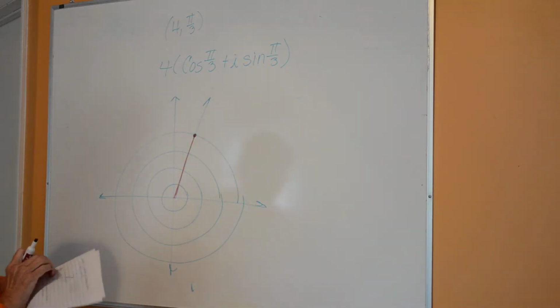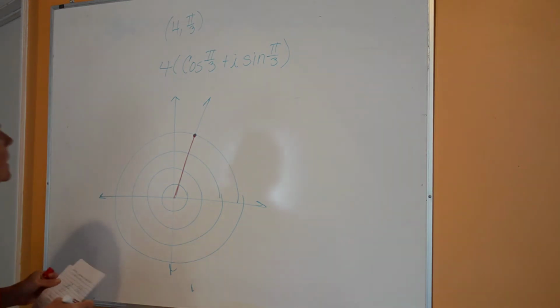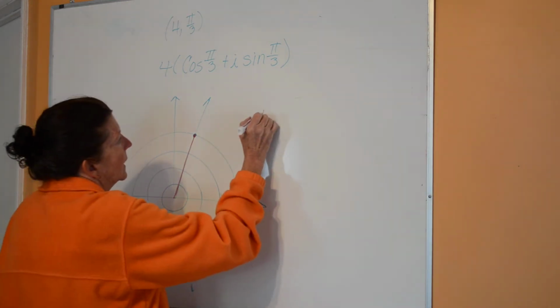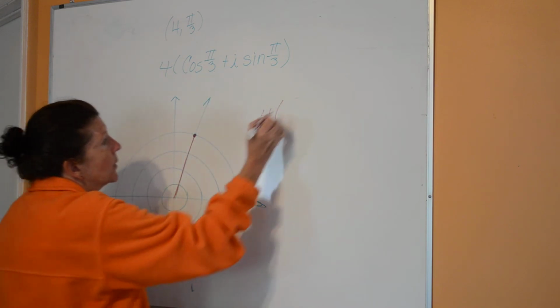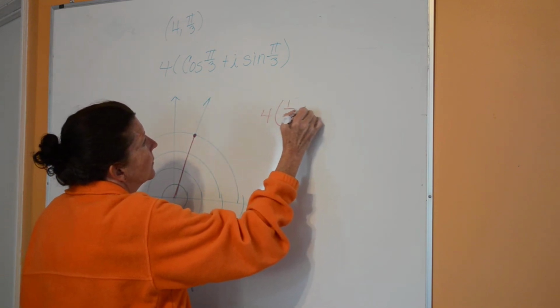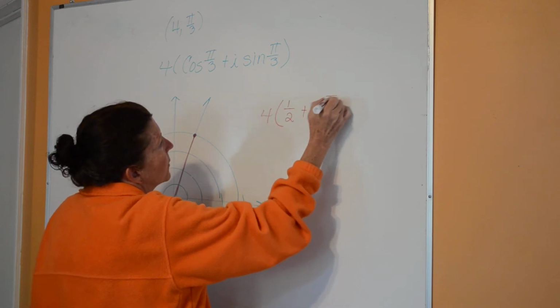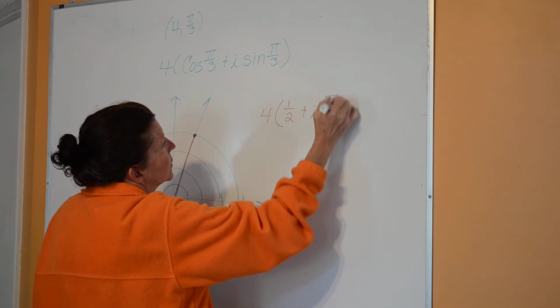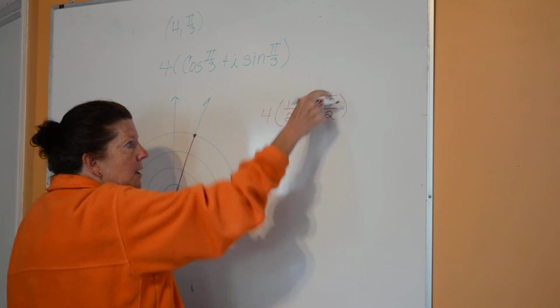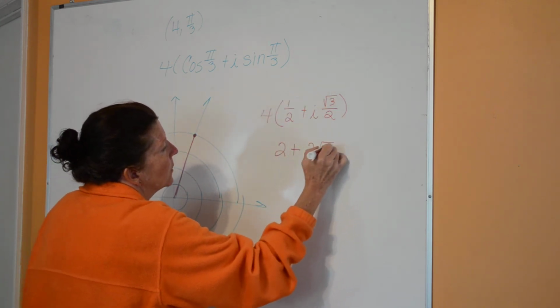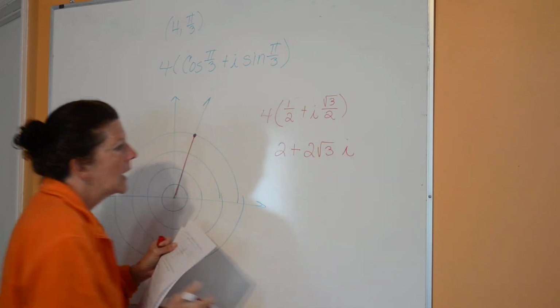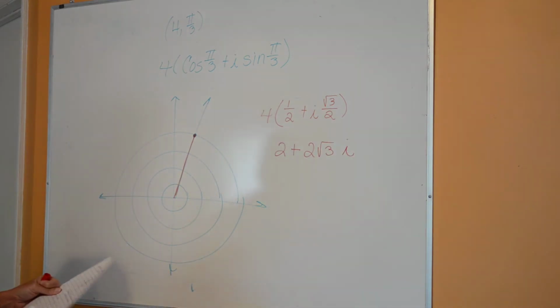Now, to turn it back into rectangular form, it's actually relatively easy. All I have to do is put a value there. The cosine at pi over 3 is 1/2. The sine at pi over 3 is the square root of 3 over 2. So I'm distributing my 4, so that's going to be 2 plus 2 on the square root of 3. Don't forget to put the i at the end to put it in the proper form.